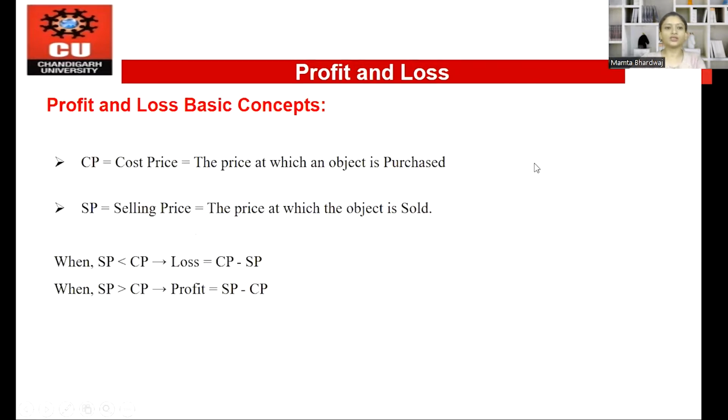So the first concept is profit and loss basic concepts. What is cost price? The price at which an object is purchased is known as its cost price. And the selling price is the price at which the object is sold. When the selling price is less than the cost price, there is loss. And when the selling price is more than the cost price, there is profit. So selling price minus the cost price is profit.